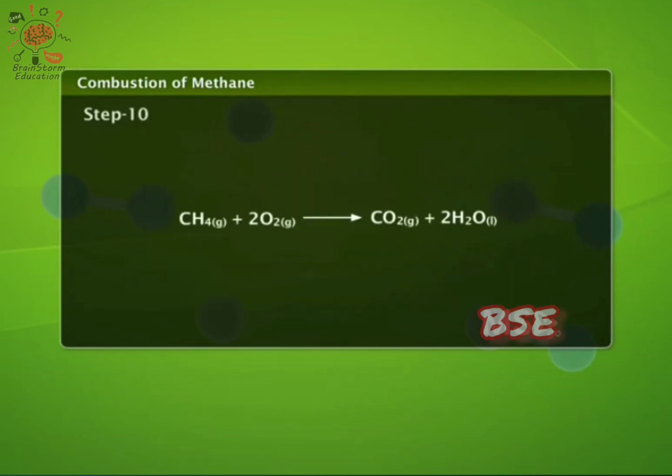Mention the states of reactants and products within brackets. The subscripts G, L, S represent gas, liquid, and solid, respectively. Finally, write the reaction condition above the arrow mark. Here the reaction needs heating. This is indicated by a small triangle.